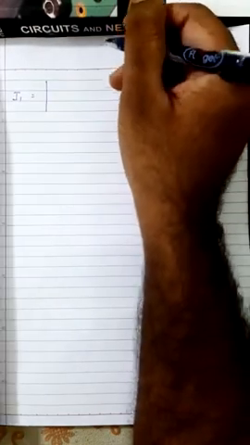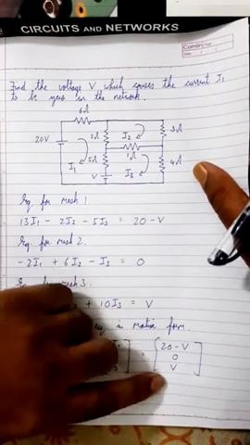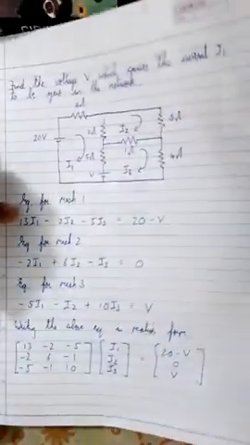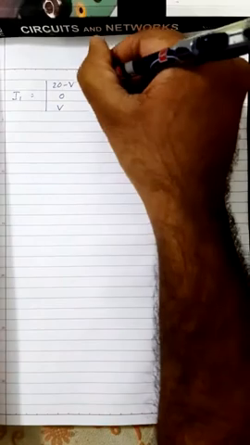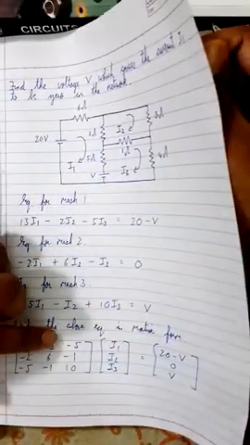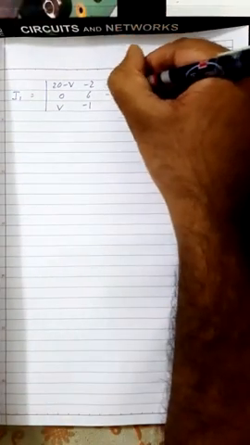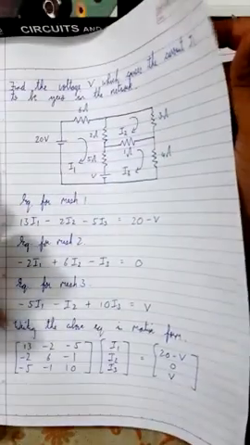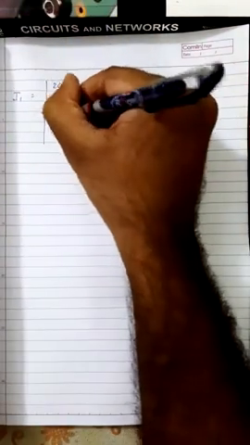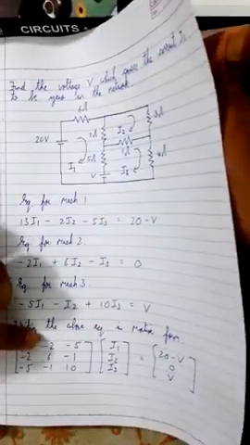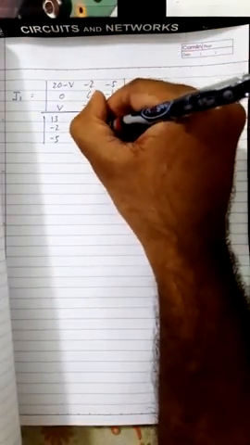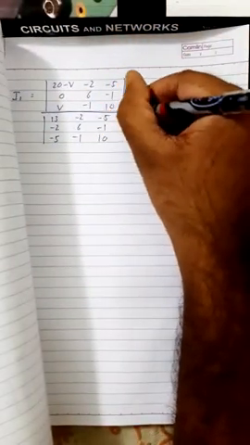We know that I1 is equal to the determinant of the matrix in which the first column is replaced with this 20 minus V, 0, V. The second column is the same: minus 2, 6, minus 1, and the third is minus 5, minus 1, 10. And as for the denominator, it is the coefficient matrix: 13, minus 2, minus 5, minus 2, 6, minus 1, minus 5, minus 1, 10.